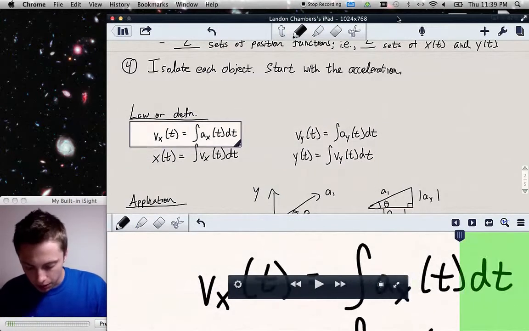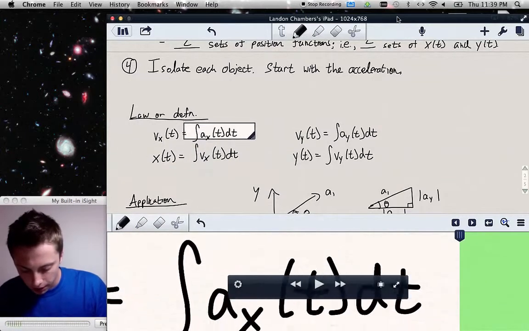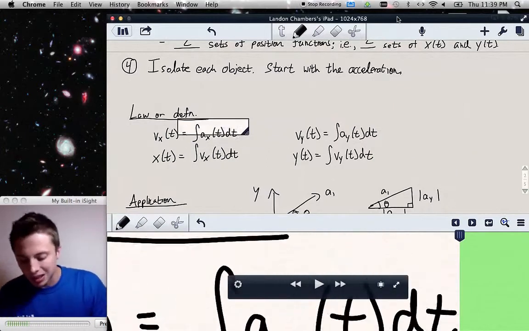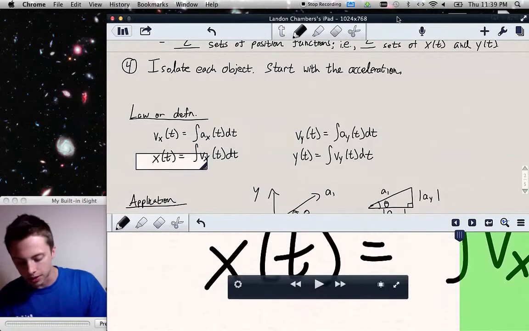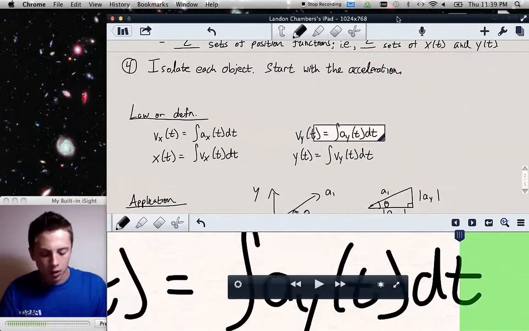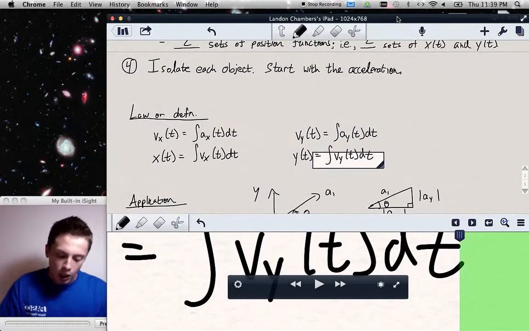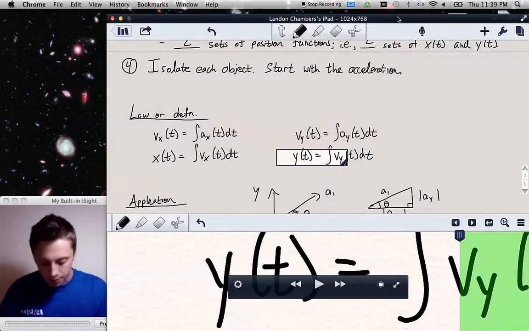We are then able to find the position function, x of t ultimately, by, well, this is half of the position function, by integrating the acceleration to get velocity, and then integrating that result to get x of t. The same story with y. We have acceleration in the y, we integrate to get velocity in the y, integrate that result to get y as a function of time.